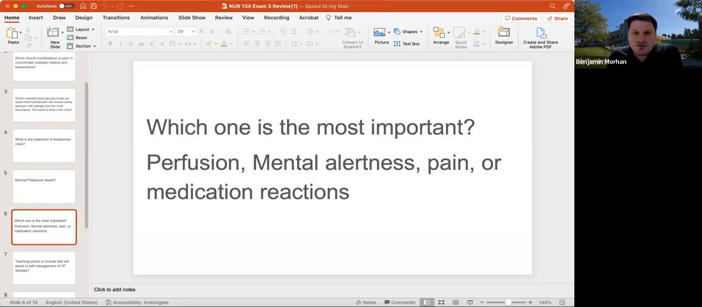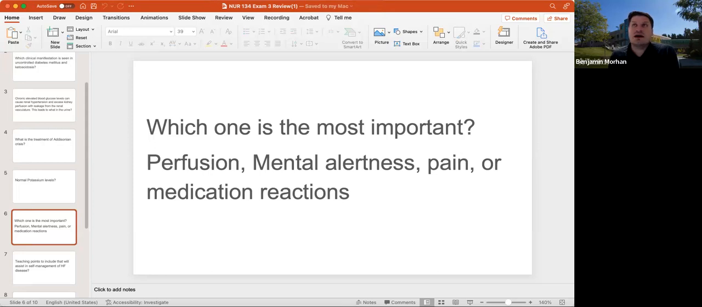Okay, so perfusion is your priority. Anything regarding a hemorrhage, anything regarding a suspicion, is perfusion, right? And once you start taking the vitals and you see that blood pressure go down, your mental alertness should be considered, but it's not your priority. Your priority is perfusion.